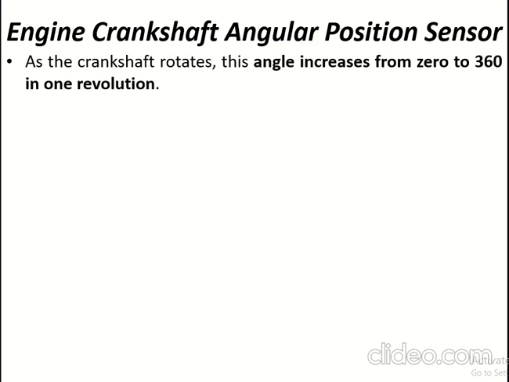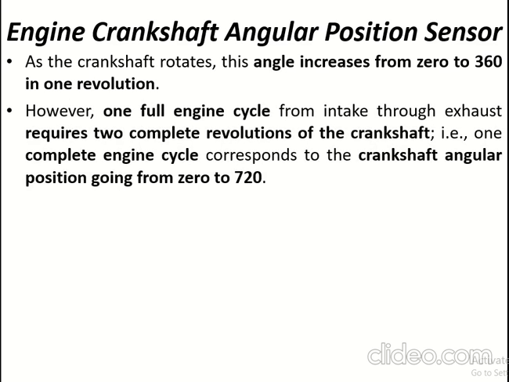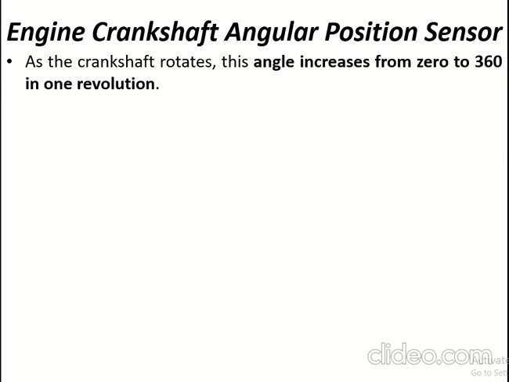As the crankshaft rotates, this angle increases from 0 to 360 degrees in one revolution. However, we know that one engine cycle from the intake through exhaust requires 2 complete revolutions of the crankshaft. That is, one complete engine cycle corresponds to the crankshaft angular position going from 0 degrees to 720 degrees.